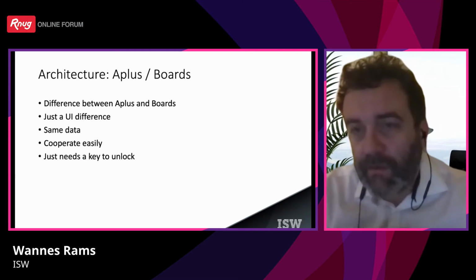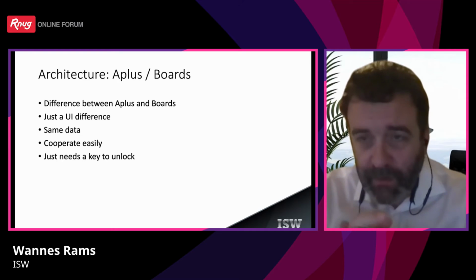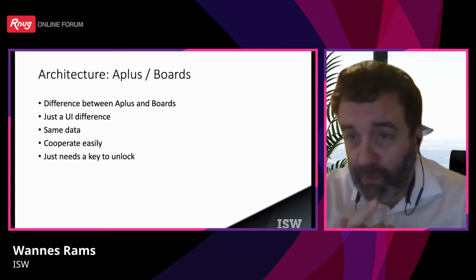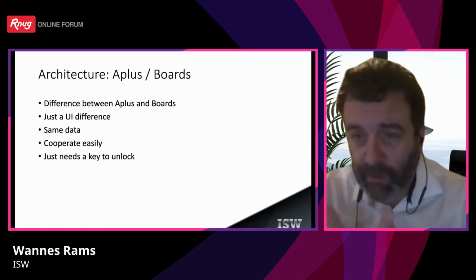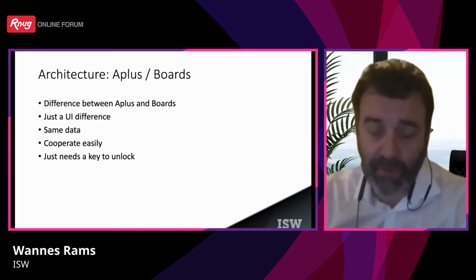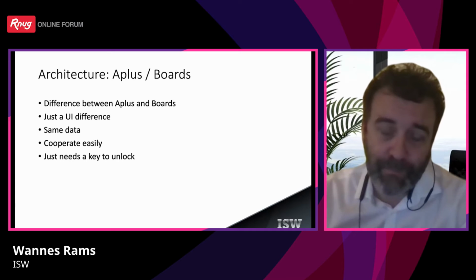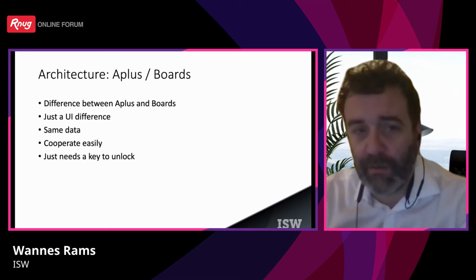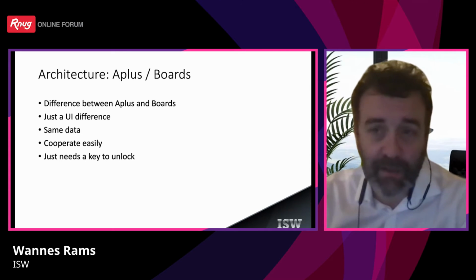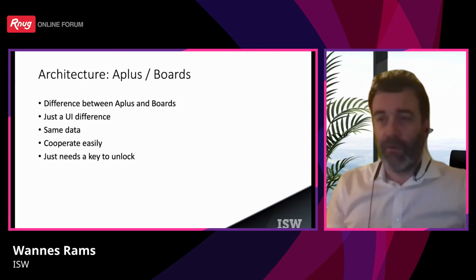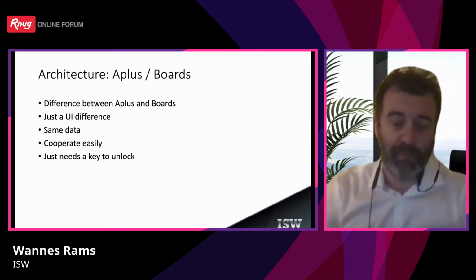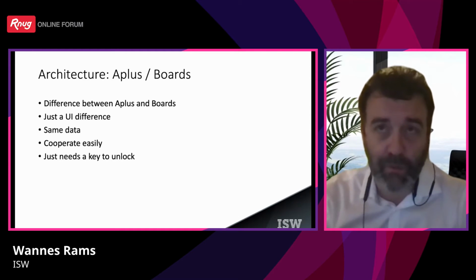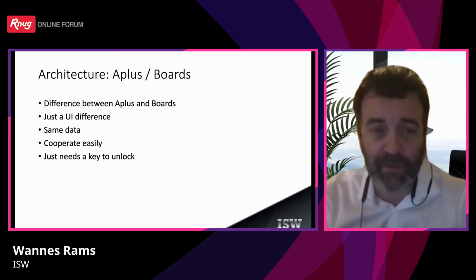So what is the difference between Activities Plus and Kudos Boards, which is the full task management solution that ISW offers? Not much. It's basically just a user interface difference. And the data in the backend is exactly the same. So the only thing we do is when you have a full license to Kudos Boards, we make a switch in the backend and you see a different user interface, but you're actually working off the same data set.